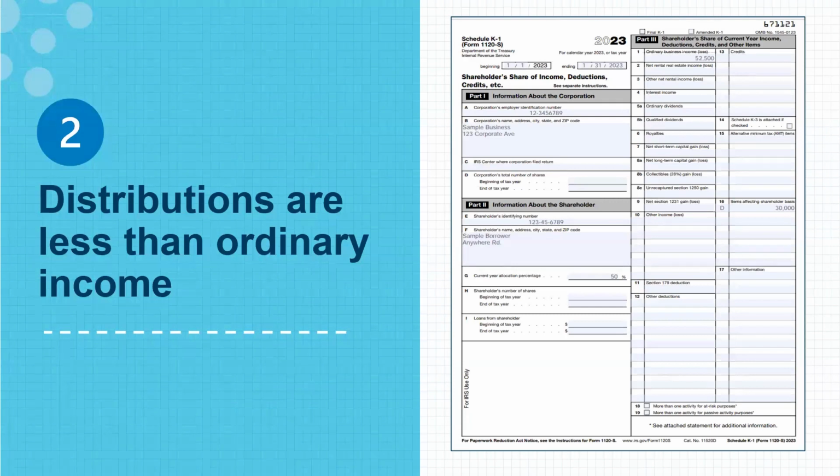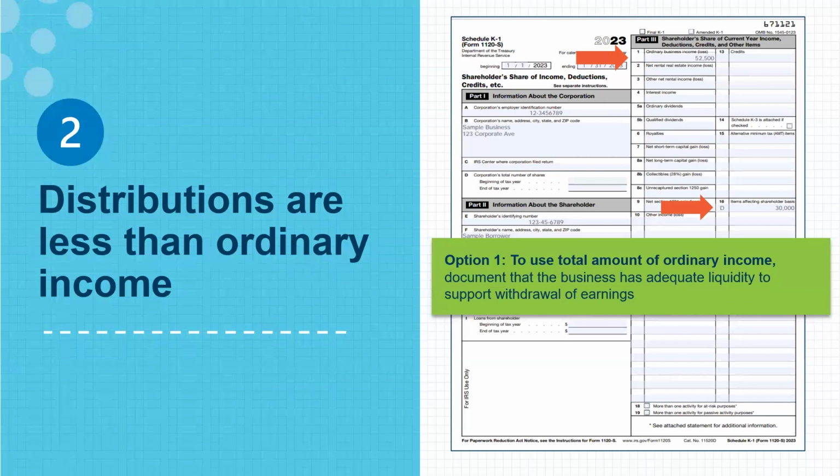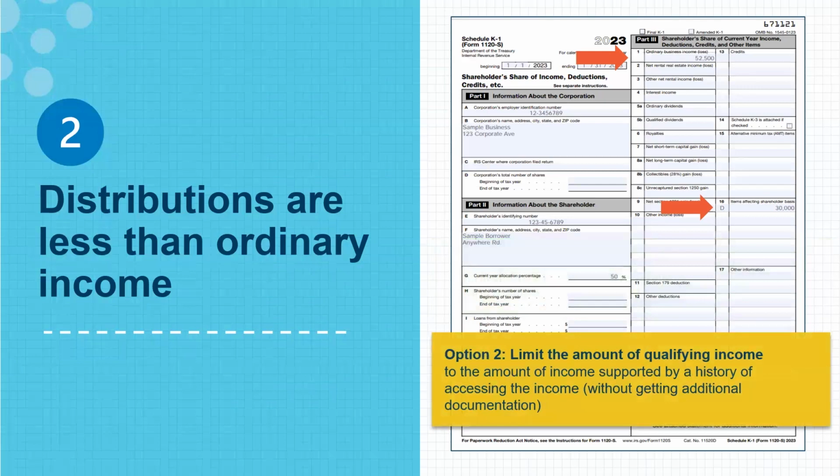In scenario number 2, the distributions are less than the ordinary income. Looking at box number 1, ordinary income is $52,500. However, in box 16, the distributions are $30,000. Here, we have two options. In option number 1, if we need to use the total amount of ordinary income, we can document that the business has adequate liquidity to support the withdrawal of earnings. The second option would be to limit the amount of qualifying income to the amount supported by a history of accessing the income, or in our case, we could use $30,000.